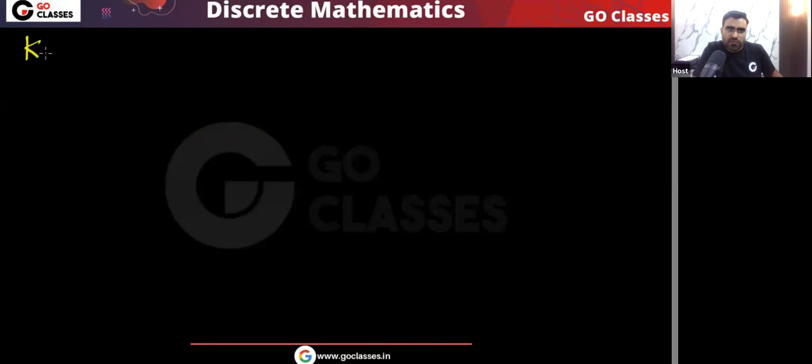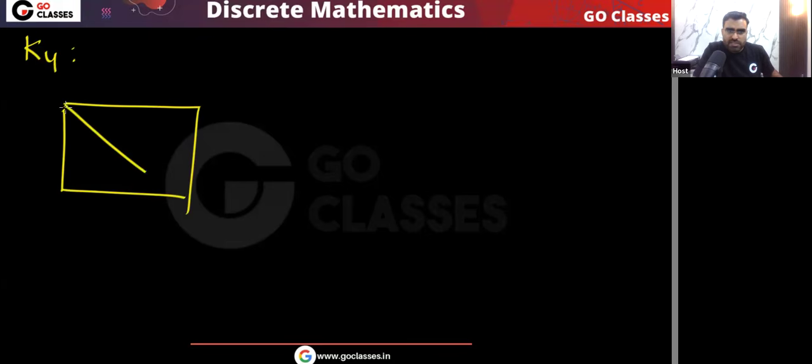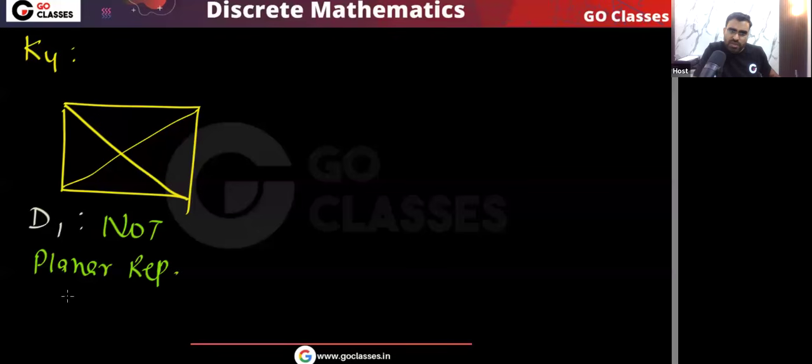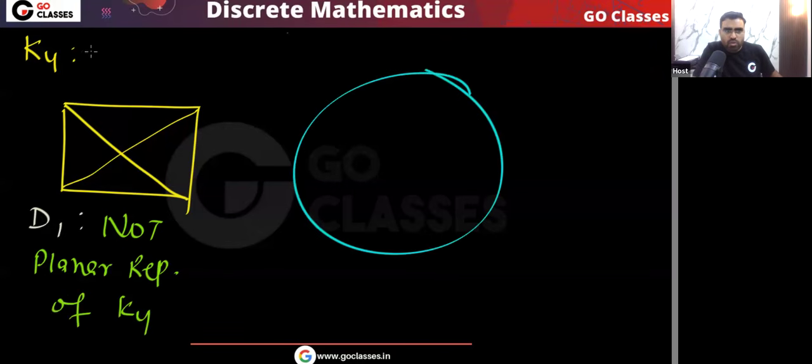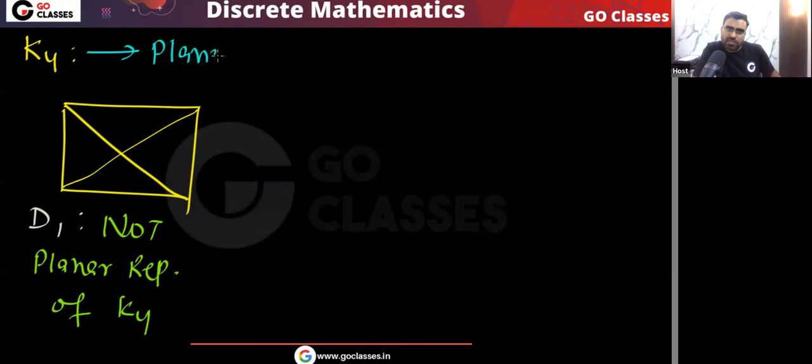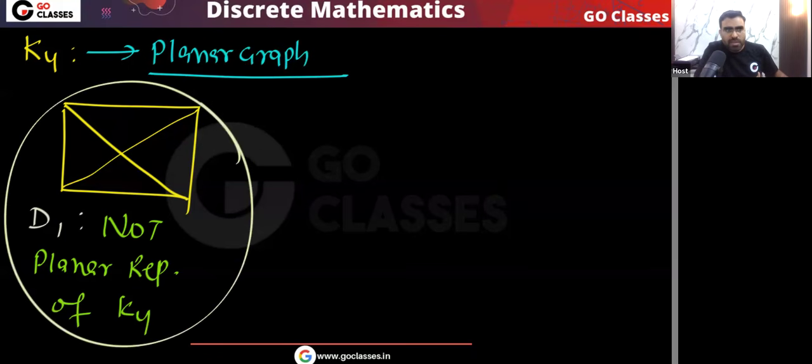For example, consider this K4. I can draw this K4 like this. Tell me, is this a planar representation? Look at this drawing. Let me call it drawing D1. Is this a planar representation? This is not a planar representation. Yes or no? This drawing is not a planar representation of K4, because remember, planar representation means drawing without edge crossing. You already know this is a planar graph. We have already seen that K4, the complete graph on 4 vertices, is a planar graph, but this drawing is not a planar representation.